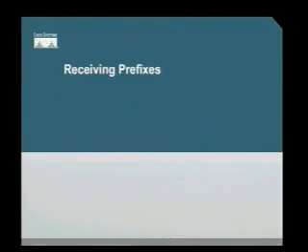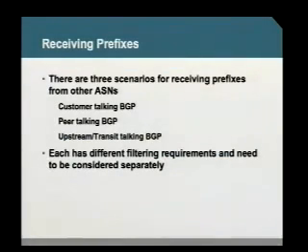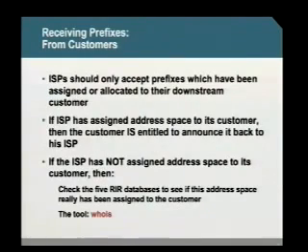Okay, last few slides. Receiving prefixes, you don't open the floodgates. You want to consider different scenarios. There are three different ones that I can identify. You're talking BGP with a customer, you're talking BGP with a peer, and you're talking BGP with an upstream. They are different. You don't just accept anything that they send you. Accept anything, you'll get anything.